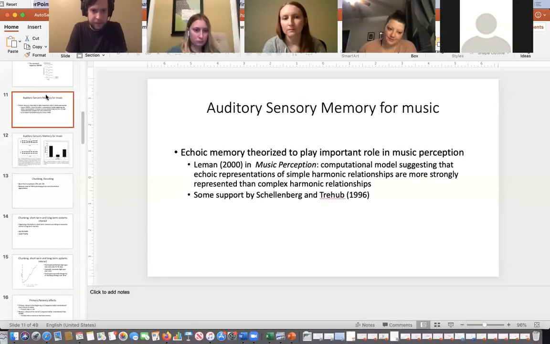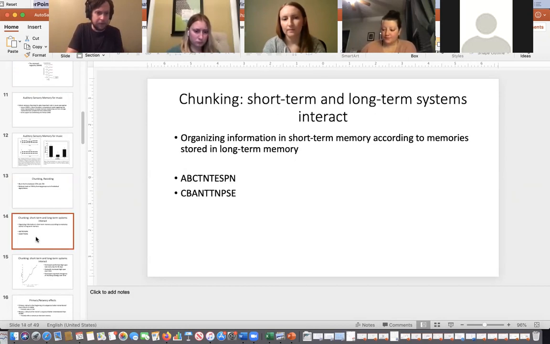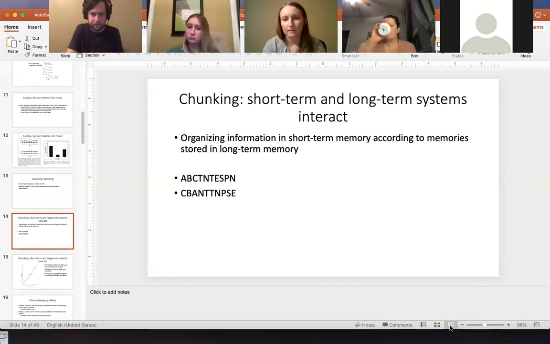But we didn't miss much. All I showed you was this chunking versus recoding, blurs the lines between short-term memory and long-term memory, and this thing right here. All of this is in the slides, which I posted on Blackboard. So moving on then to our example.